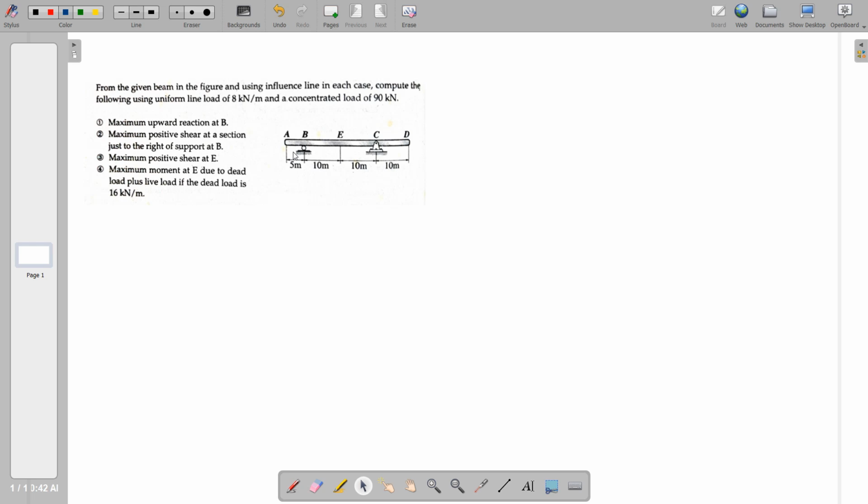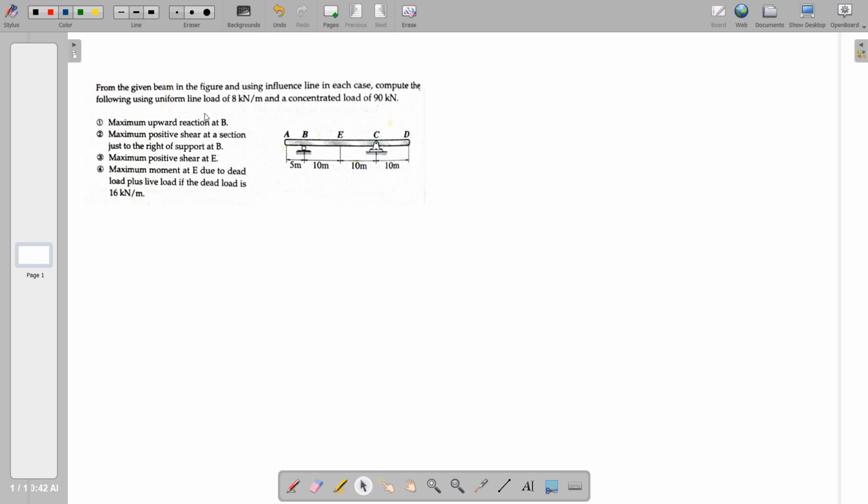So we are going to have now the solutions to applications to ILD. For the first problem, we have here the simply supported beam with an overhang in it. So we are going to determine the maximum upward reaction at B, the maximum positive shear at the section just to the right of support B, the maximum positive shear at E, the maximum moment at E due to dead load plus live load if the dead load is 16 kilonewton meter.